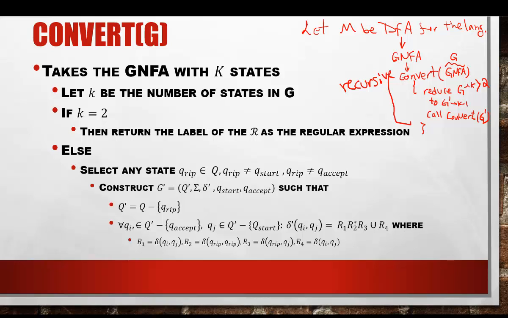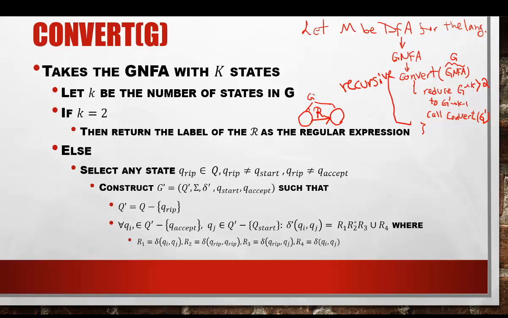So formally speaking, your convert procedure will take a GNFA G with k states, where k is the number of states in G. Now if k is equal to 2, then it will return the label of R, that is the regular expression on the only transition left. So if you end up with 2 states, if G was like this, then this will have 2 states and one arrow, and this only arrow will have a regular expression on it. So you will return that regular expression R.